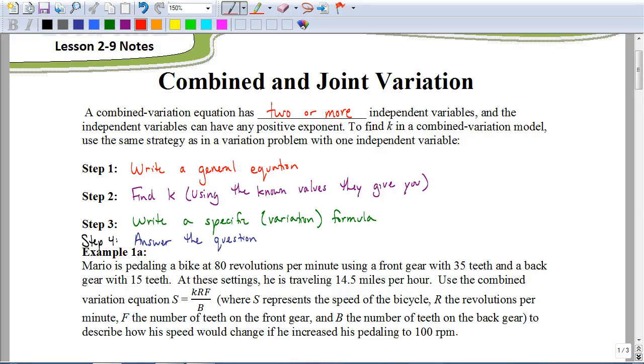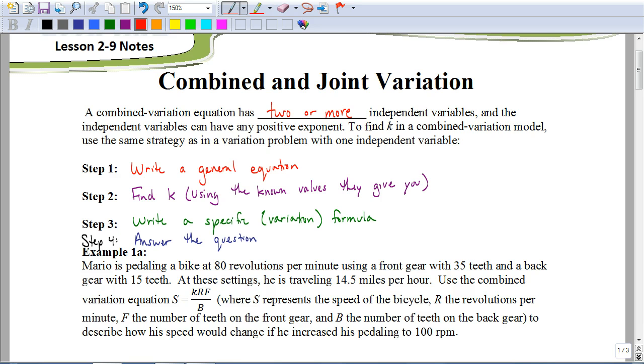It says a combined variation equation has two or more independent variables, and the independent variables can have any positive exponent. To find k in a combined variation model, use the same strategy as in a variation problem with one independent variable, and we're going to follow these steps. But basically, combined variation, to put it in my own words, does exactly what it sounds like. We're going to combine direct variation and inverse variation into one problem.